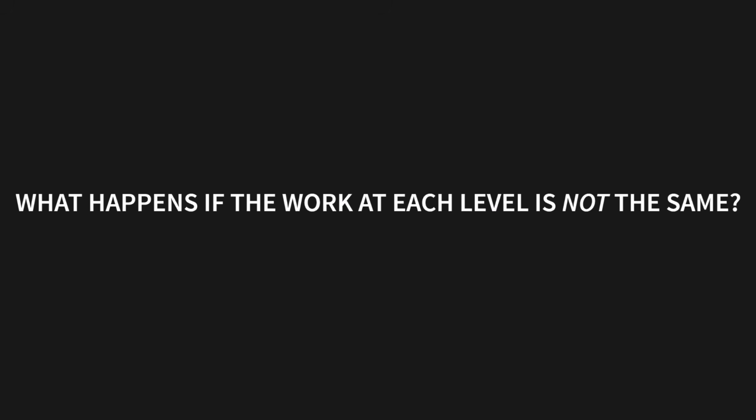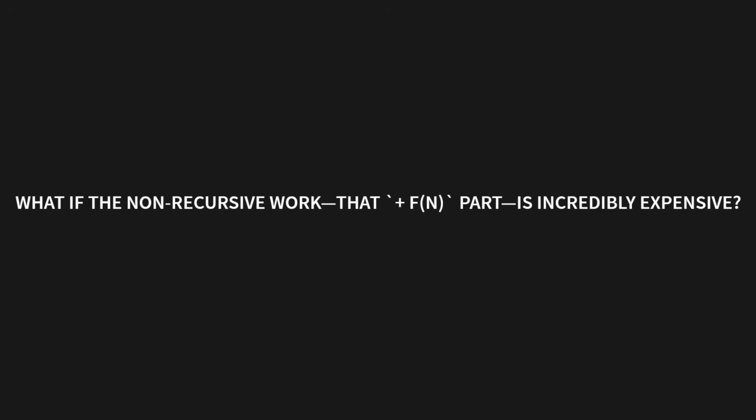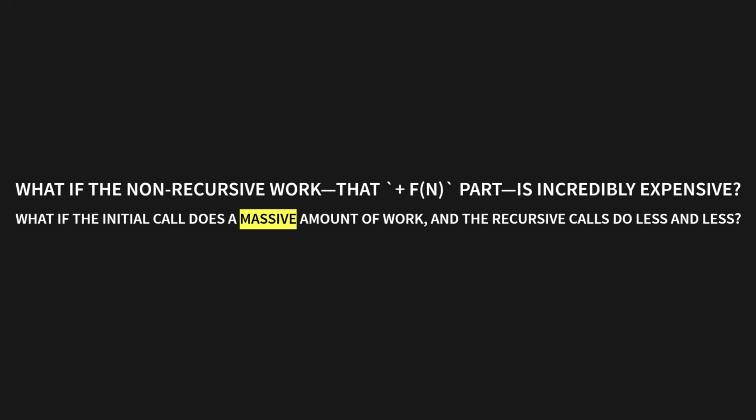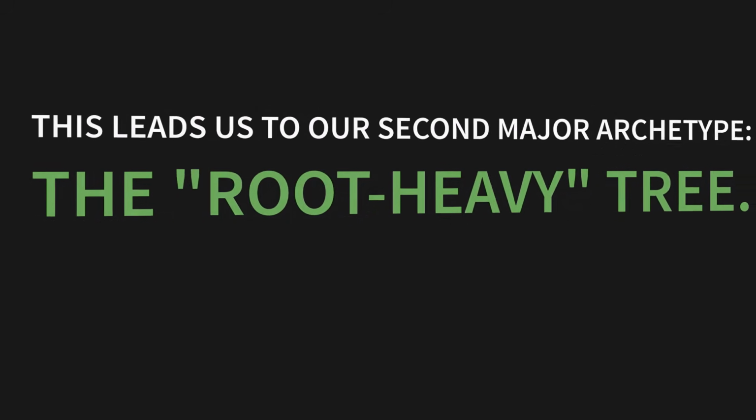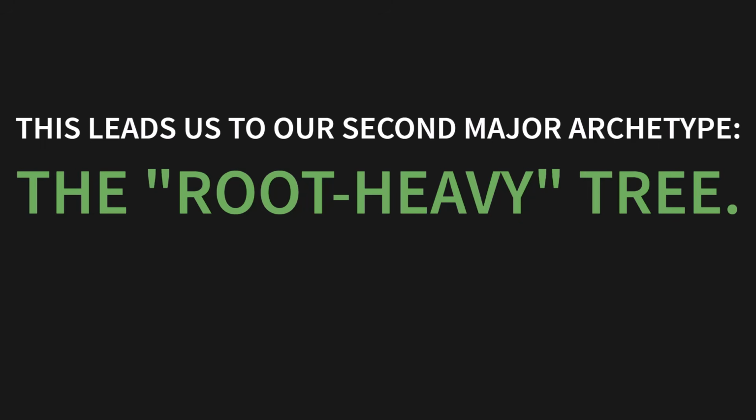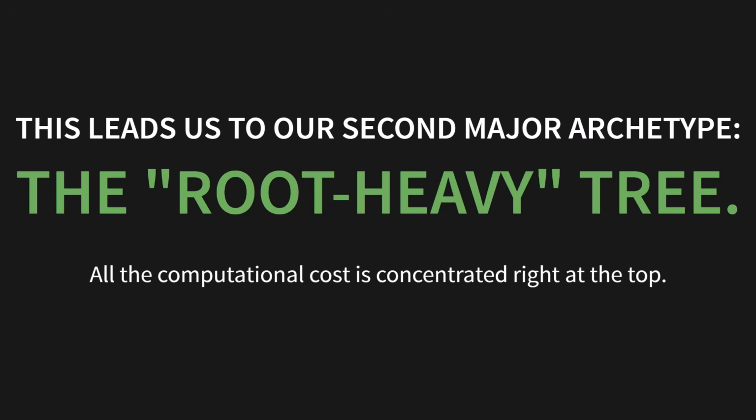So far, we've seen examples where the work at each level of the recursion tree was the same. But what happens if the work at each level is not the same? What if that non-recursive work, that plus f of n part of the recurrence, is incredibly expensive? What if the initial call does a massive amount of work and the recursive calls do less and less and less? This leads us to our second major archetype, the root-heavy tree. All the computational cost is concentrated right at the top.